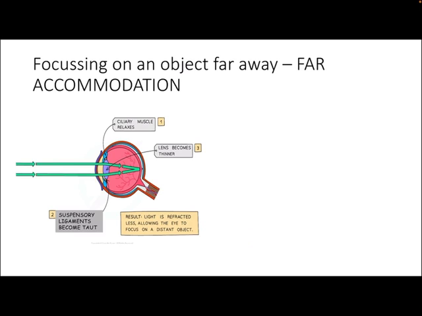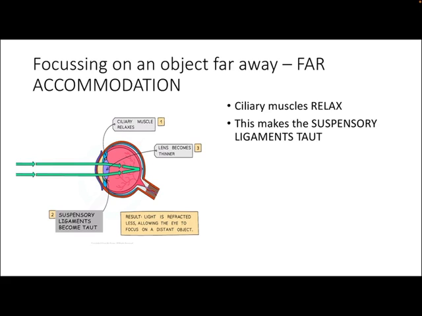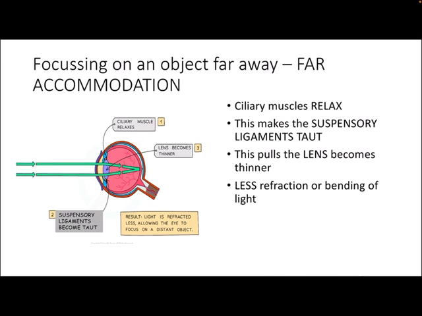Far accommodation, looking at an object far away. Again, that would be relaxing. The ciliary muscles relax, so they're not having to work. That then causes the suspensory ligaments to become taut or tighten, which pulls the lens and makes it become thinner. This means that there's less bending or refraction of the light, and again, an image forms on the retina. So be able to describe the changes that occur for near accommodation and far accommodation.